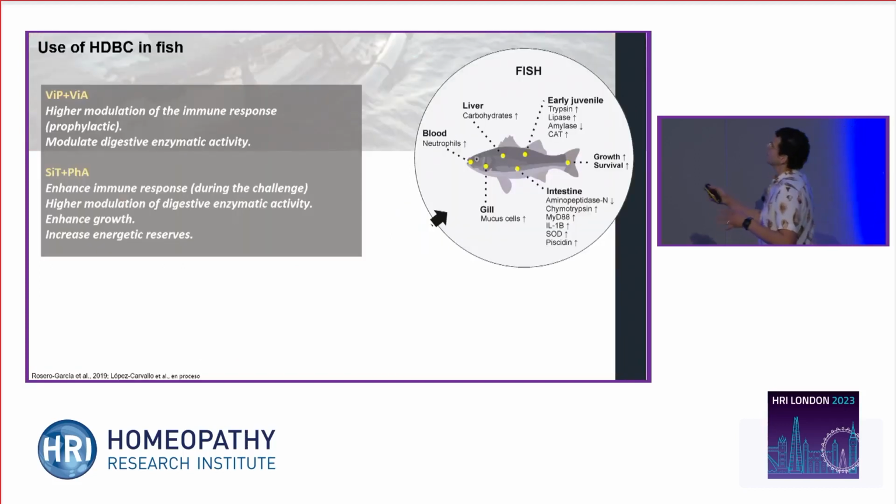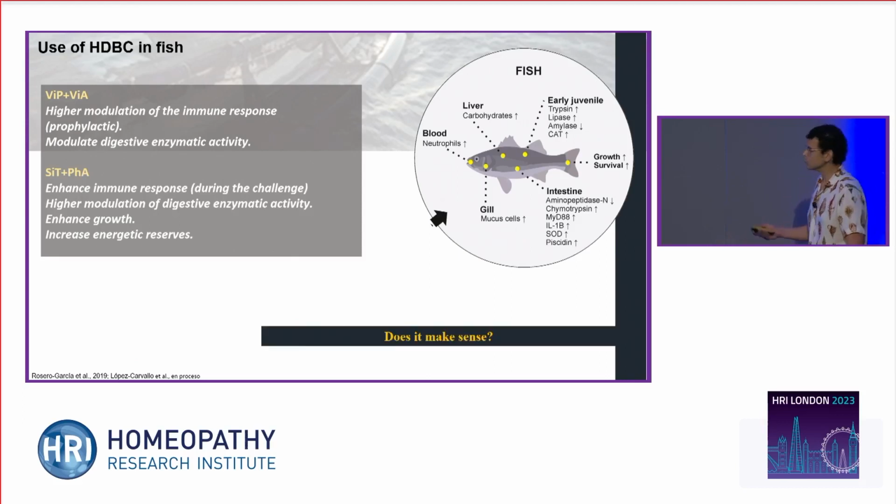So we can conclude with these results that BIA and BEEF had a higher modulation of the immune response, which are formulated by Vibrios. They kind of modulate digestive enzymatic activity, but it's not so clear. However, when we use SEED and FAT, we have an increase of energetic reserves. We also enhance growth of the organisms, which is how it is used in veterinary. It has a higher modulation of digestive enzymatic activity and enhanced immune response, but only during the challenge, at least in fish, right? Does it make sense?